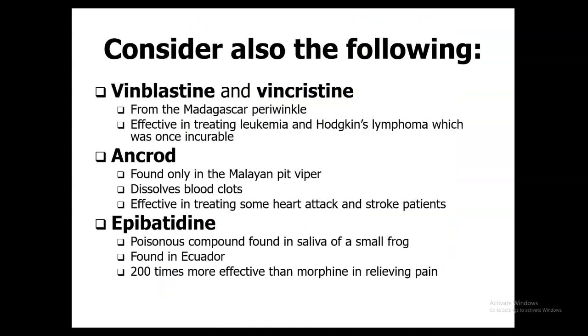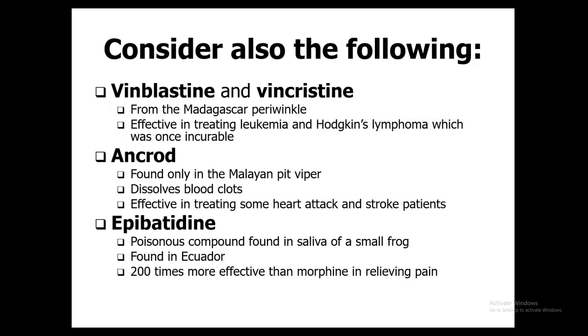Consider also the following. We have vinblastine or vincristine. These come from the Madagascar periwinkle. They are effective in treating leukemia and Hodgkin's lymphoma, which was once an incurable disease. We have ancrod. This is found in the Malayan pit viper. It helps dissolve blood clots, so it acts as an anticoagulant. It's also effective in treating some heart attack and stroke patients.